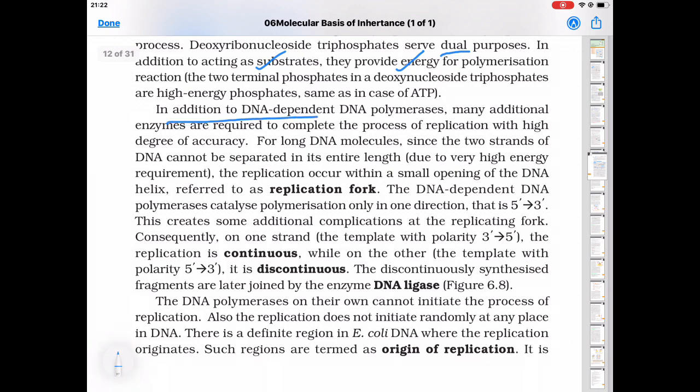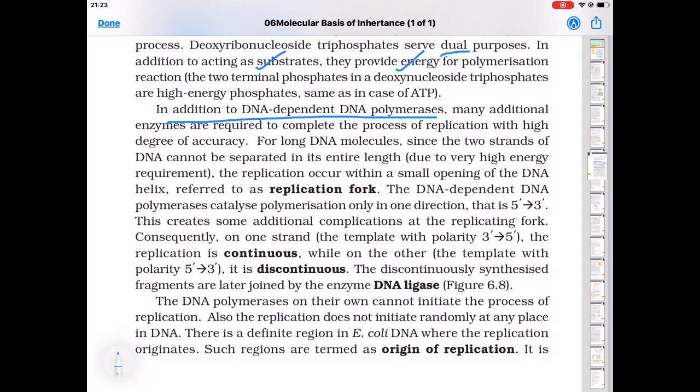In addition to DNA-dependent DNA polymerase, many additional enzymes are required to complete the process of replication with a high degree of accuracy. During replication, the two DNA strands get uncoiled by the helicase enzyme. Helicase enzyme helps in the uncoiling of the DNA strand. Both the strands act as template for synthesis of new DNA. 2 units of enzyme DNA polymerase are required, one on each strand.